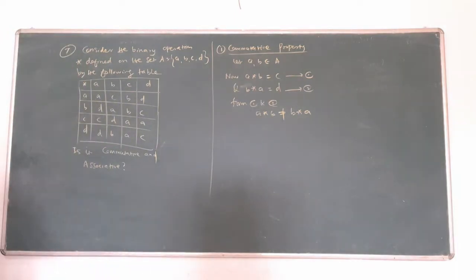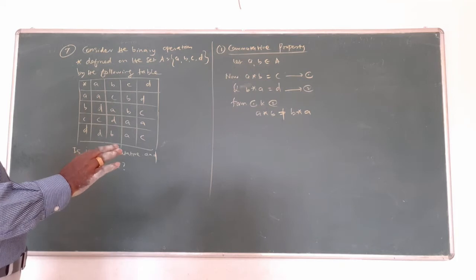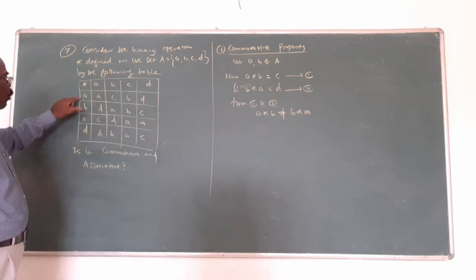I am starting with the fundamental idea. Commutative property means, for small a, small b belonging to capital A, you will prove A star B equal to B star A. I am writing A star B. From the left hand side, A to B, C is the answer. A star B equal to C. Then B star A equal D.